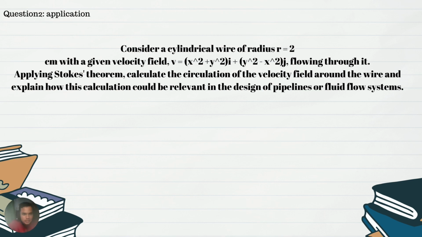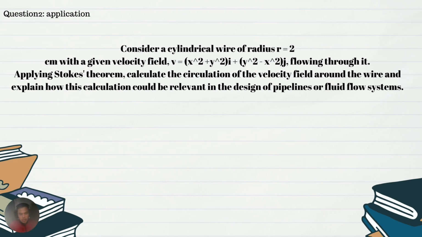So we proceed to question 2, that is the application. For this question, we consider a cylindrical wire of radius r equal to 2 cm with a given velocity v equal to (x squared plus y squared) i plus (y squared minus x squared) j flowing through it. Apply Stokes' theorem, calculate the circulation of the velocity field around the wire and explain how this calculation could be relevant in the design of pipelines or fluid flow systems.